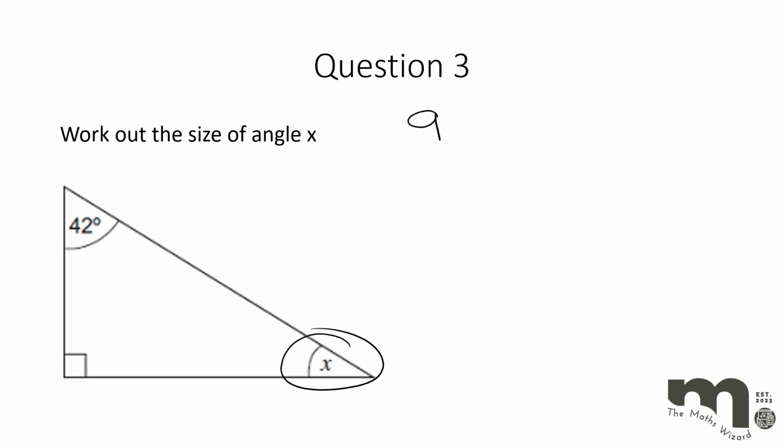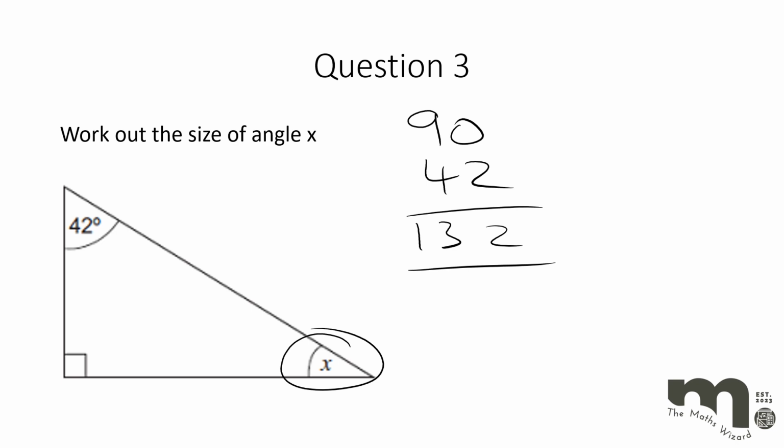Okay, so if we look at the ones we've already got, if we add those together, we've got 132 degrees already there. So if we take 132 degrees away from 180, we're going to get 48 for the remaining angle on this scalene triangle.